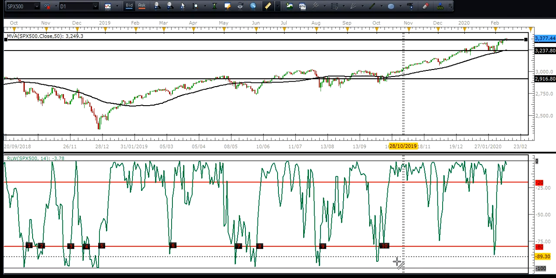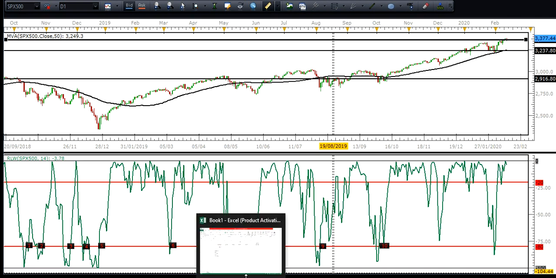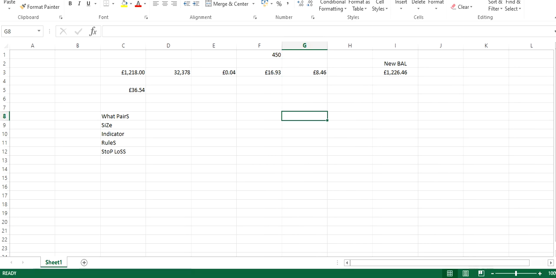That's 1,200 points, guys. 1,200 points. 45.22. 1,240 pounds, guys. From a £1,000 account, I've just proven to you how, with only one forex pair.